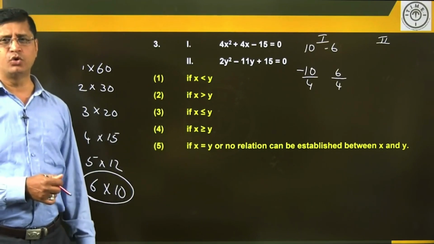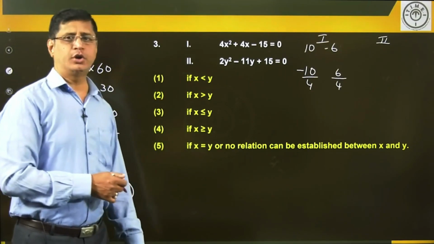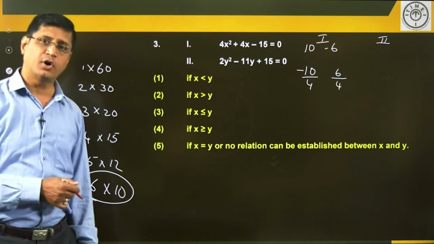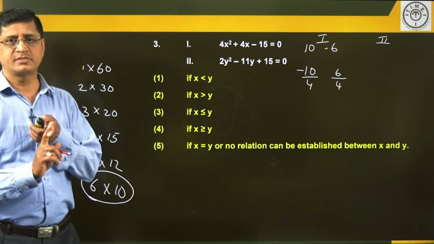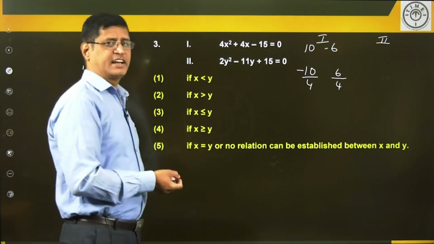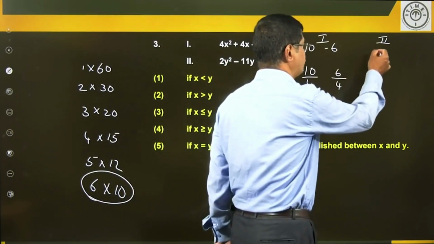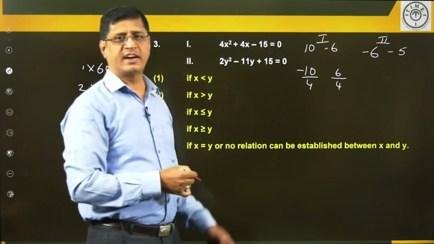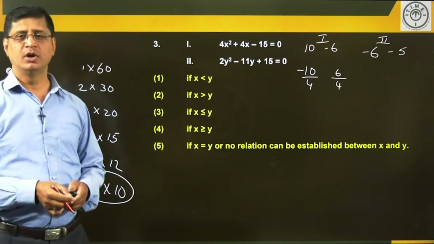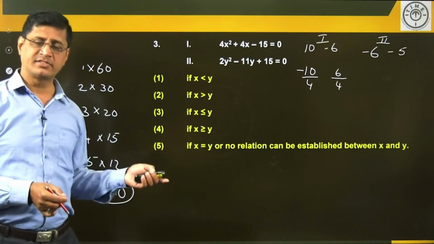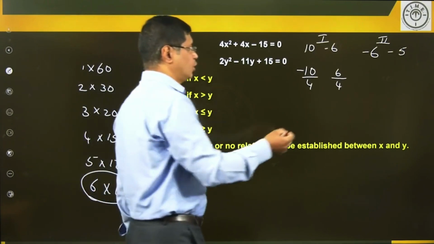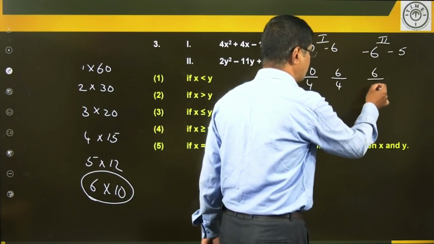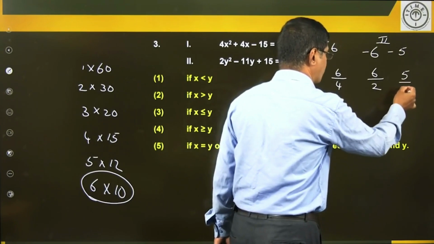Similarly, find out the roots for the second quadratic equation. 2 into 15, that is a 30. It's a positive 30, means sum of the factors. So, what are the factors here? 6 and 5. So, 6 and 5 means minus 6 minus 5 are the factors. Minus 6 and minus 5, the value is minus 11. So what about the roots? Roots are 6 by coefficient of y square, 5 by coefficient of y square.